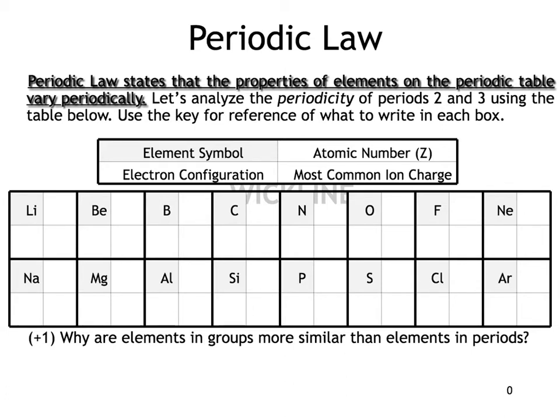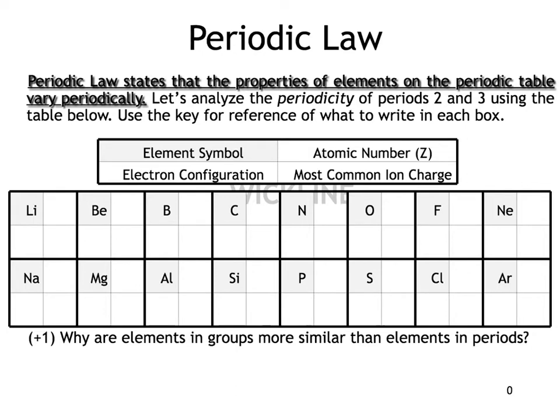So an introduction to periodic law could be approached with this method, where we're going to have a quad for each element, and in the top left corner of the quad we have element symbol, and in the top right corner of the quad we'll have atomic number, electron configuration in the bottom left, and the most common ion charge in the bottom right. You can use your periodic table for this, which is also nice practice.